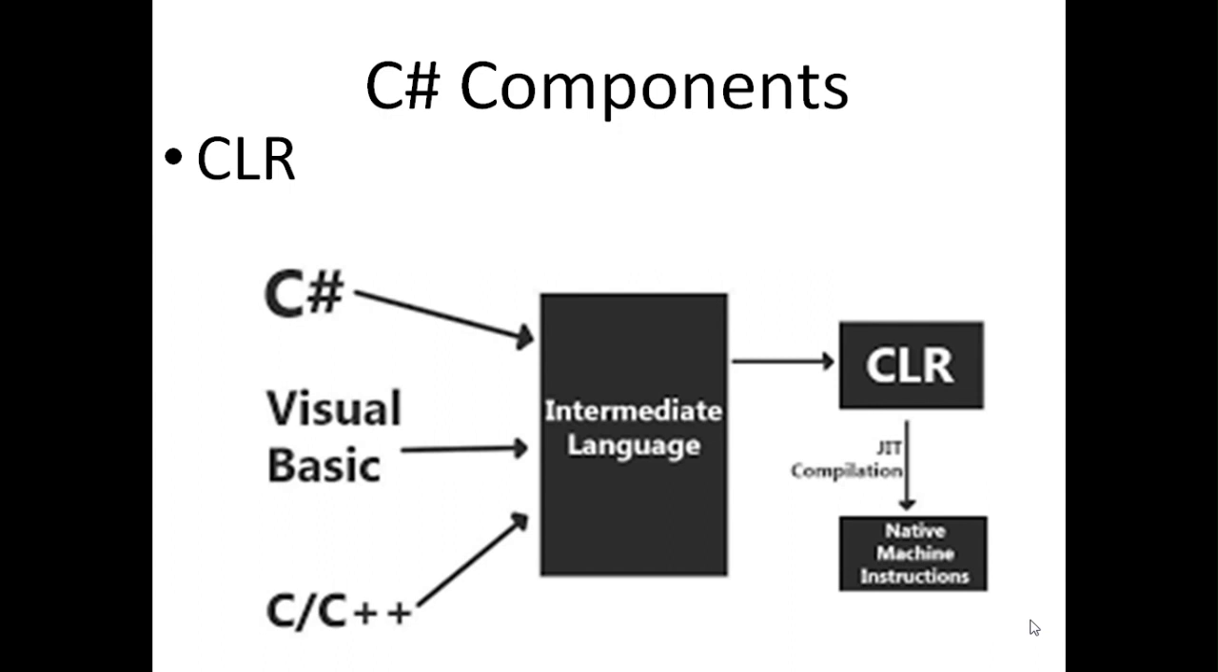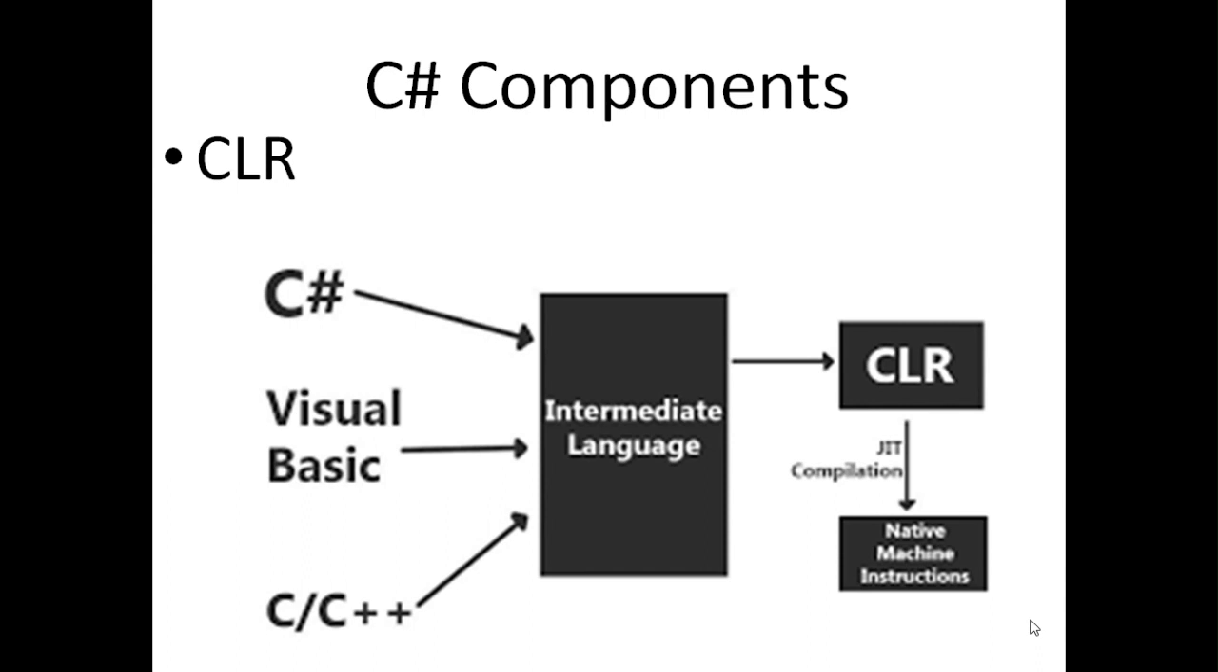Then the next part is C# components, meaning what we will use in C# for making a web application or window application. The first component of C# is the CLR. CLR stands for Common Language Runtime. It is responsible for debugging, exception handling, security, and versioning. So you have to first understand what the CLR is.